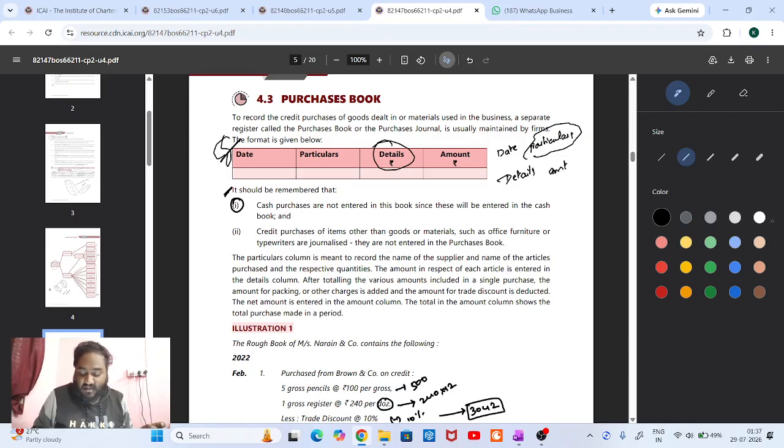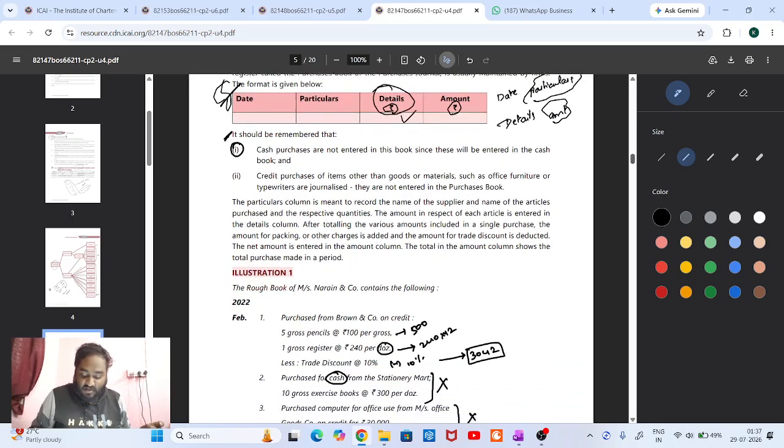Sir, what do you mean by details? We already have the amount here. Why do we need details? For calculation purpose? You'll just know about it later.